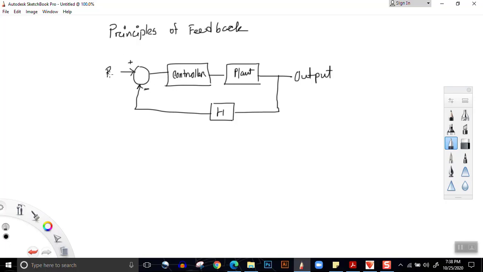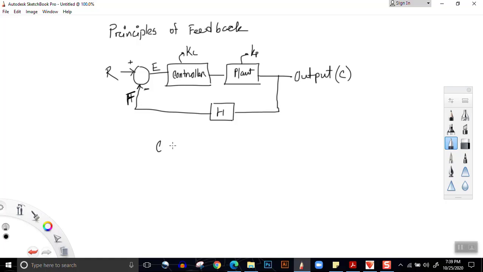Now let our input be R. This R minus feedback is our error signal. Suppose this feedback is F, sorry, this is H, and let the controller gain be Kc. We know the plant gain is Kp, and let the output be termed as C. Now, if this is the case, then what is the output?